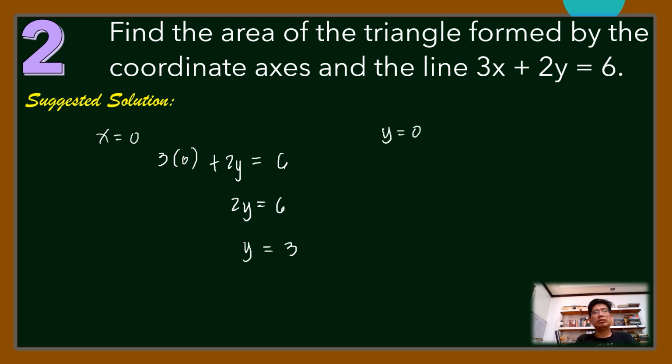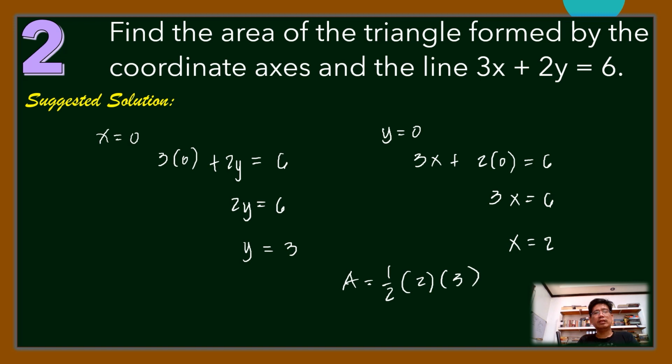When y is equal to 0, we'll get the x-intercept. So we have 3x plus 2 times 0 is equal to 6. 2 times 0 is 0. Then we have 3x is equal to 6. So we have x is equal to 2 after dividing both sides by 3. Then the base of the triangle formed is 2 units. So the area is equal to 1/2 the base times the height, and this is equal to 3. So the area of the triangle is 3 square units.